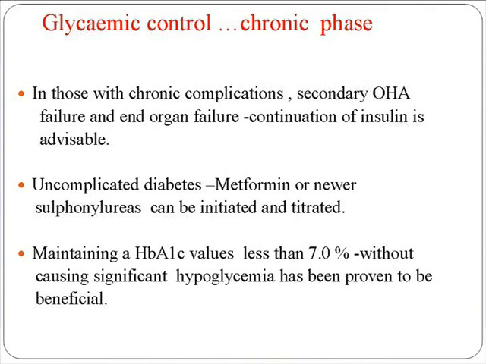In the chronic phase of diabetes, the glycemic control has to be suited according to the complications of the diabetes. In those who have chronic complications of diabetes and those who have secondary OHA failure with end organ damage, continuation of insulin is advisable and OHAs are contraindicated, absolutely or relatively. In uncomplicated diabetes, metformin or newer sulfonylureas can be initiated and titrated if the HbA1c target is achievable, and maintaining HbA1c less than 7% without significant hypoglycemia has been proven to be beneficial in patients having coronary artery disease.